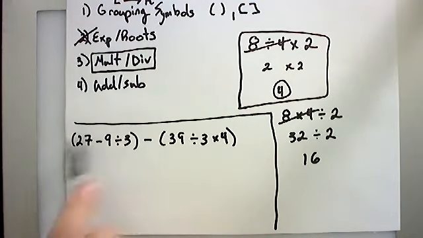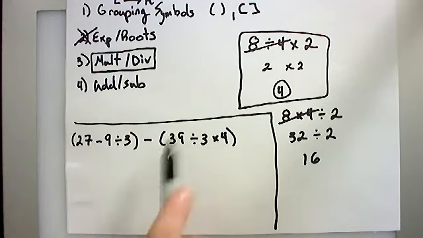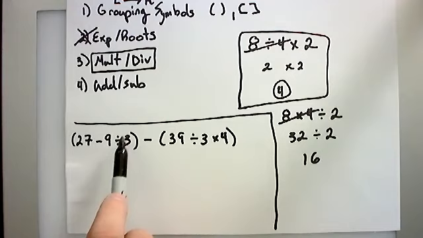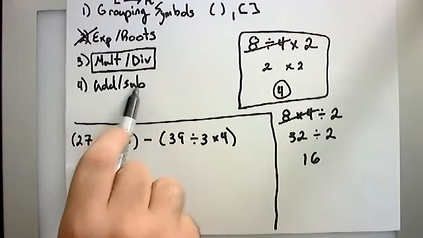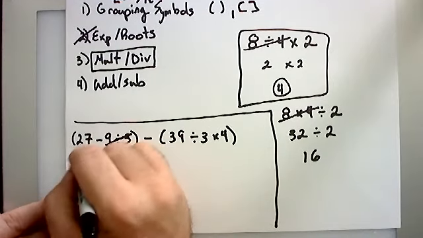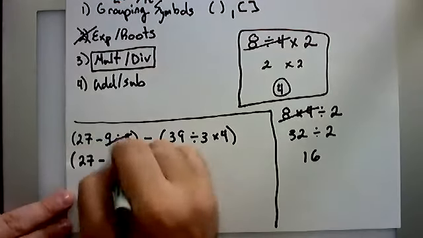So I see this parenthesis here and that parenthesis there. Left to right, so we're going to do this one first. So we go inside of the parenthesis and we have minus and we have divide. Division comes before subtraction. So 9 divided by 3 is 3. And what we have now is 27 minus 3 in parentheses.